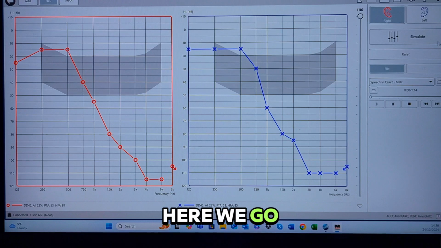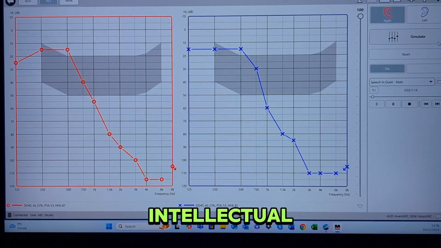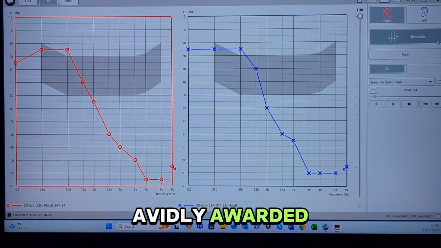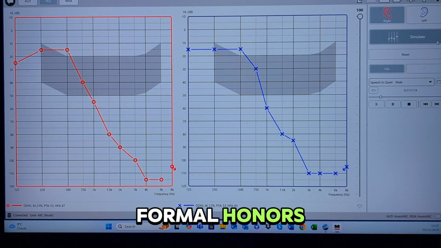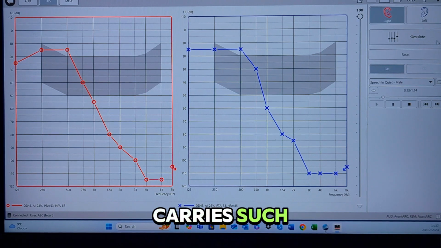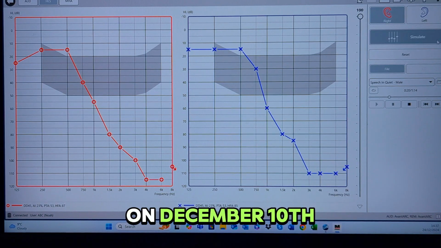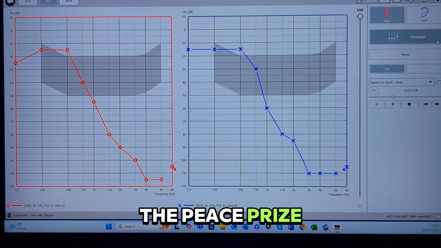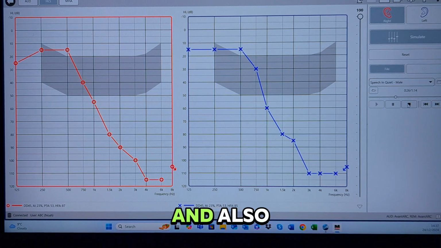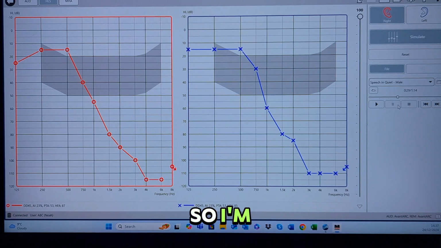No recurrent event in the intellectual world is so avidly awaited by so many people as the annual announcement of the Nobel Award. No formal honor conferred by man carries such distinction as a Nobel Prize. The awards are presented on the 10th of December, the anniversary of Alfred Nobel's death. The Peace Prize is given at a formal ceremony in Oslo. The physics.